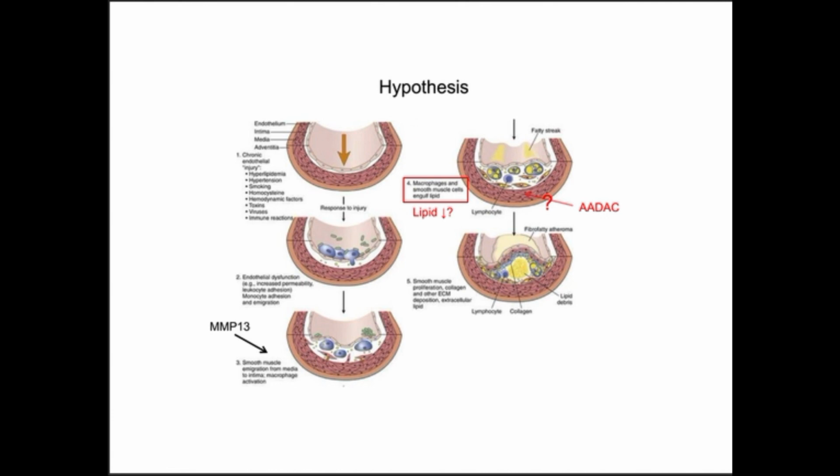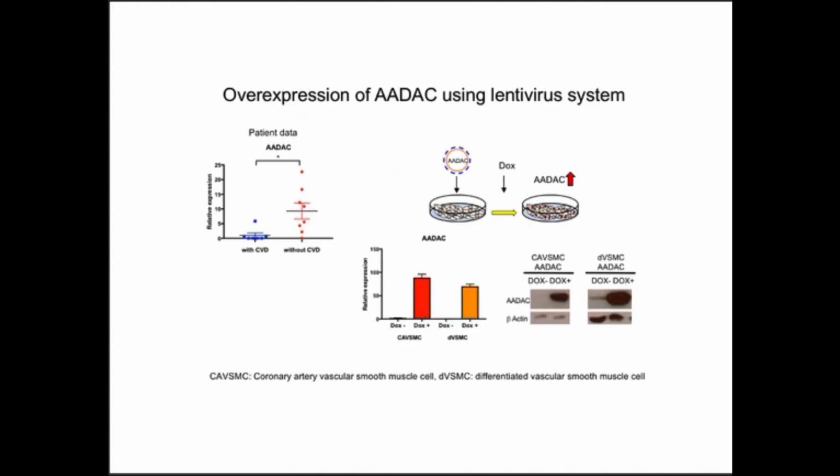Also important is it looks like they start to handle lipid in a different way. They become dysfunctional in their lipid handling, and that's probably what leads to this big fatty plaque. And we wondered, is AADAC involved there? And so this is what we saw in the patient data, that we saw more AADAC expressed than in people without CVD. So we asked, in vascular smooth muscle cells that we've differentiated, could we turn that up? So we made this DOX-inducible system that would turn it up to the exact same extent that we were seeing in the patients. And now we could ask some questions.